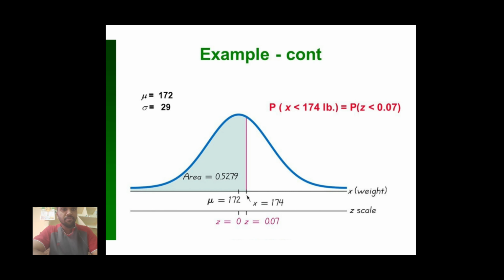Example 2. For the constants, mu is equal to 172 and sigma is equal to 29. Here P of x less than 174 pounds is equal to P of z less than 0.07.